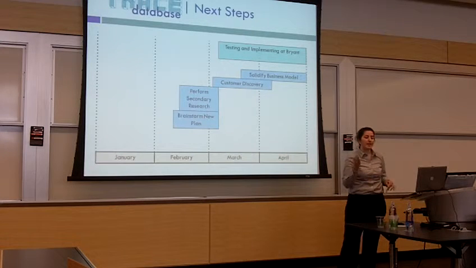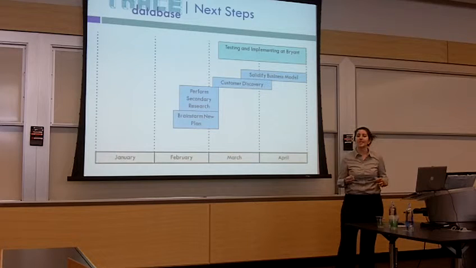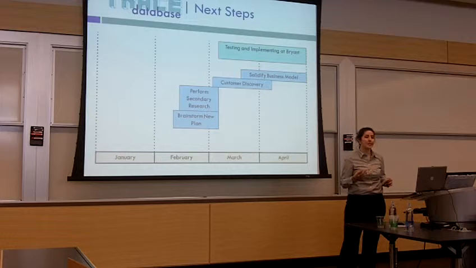So over spring break and in that first week of March, we're going to be brainstorming, performing secondary research, and then all of March we're going to do our first phase of customer discovery. After that, in the first week of April, we're going to decide if we want to continue customer discovery, if we want to try to plan an execution, if we want to try to prototype. But this entire time we're going to be testing and implementing at Bryant.